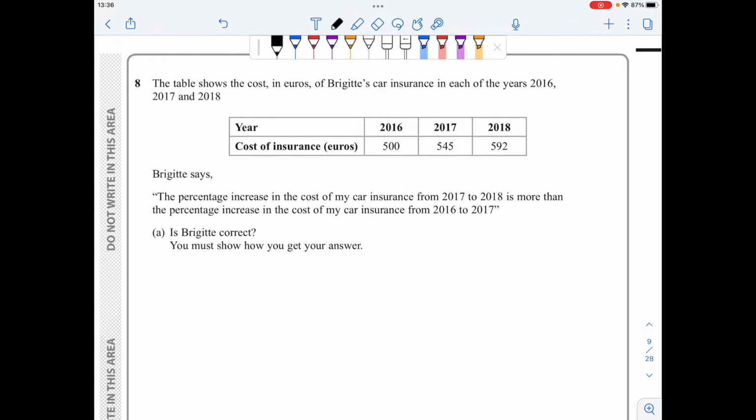For question 8, there are many methods you can use. I'll go with the multiplying factor method. Recall the following. Given an initial value, if you multiply by the multiplying factor, you get the final value. So if you want the multiplying factor, you will just divide the final value over the initial value.